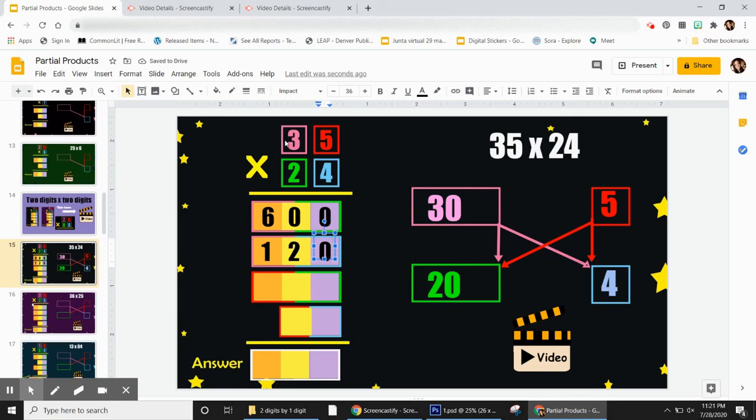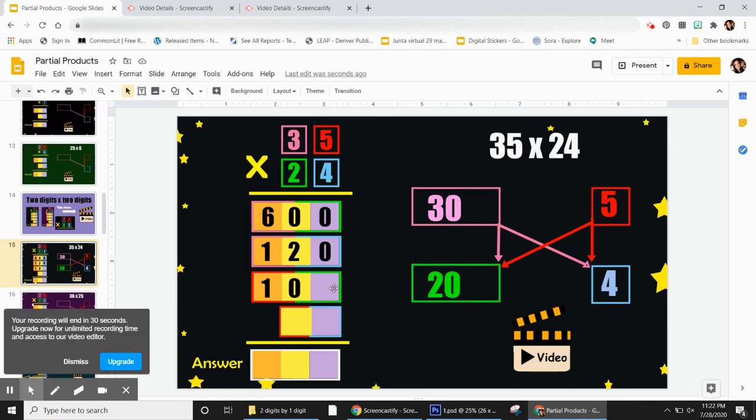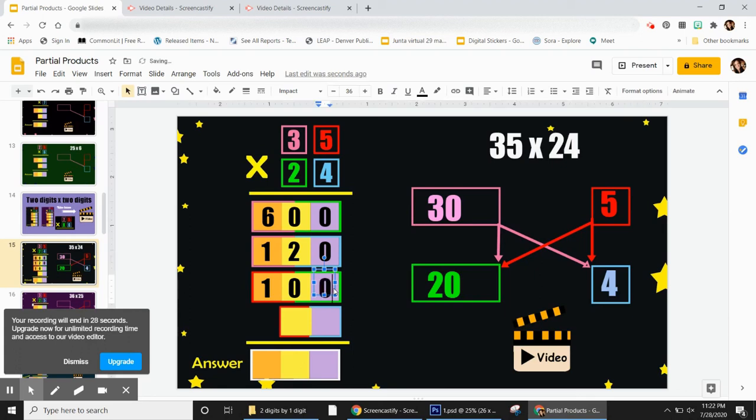All right, so the 3 had its turn. It got to compete against the 2 and the 4. Now it's the 5's turn. The 5 gets to go with the 2 and the 4. So 5 times 20 and then 5 times 4. All right, forget about the 0 for a second. 5 times 2 is 10. And then add this 0 back in. That 0 doesn't count, it's just 5 times 2 is 10. And then there was 1 zero, so put that 0 in. And then finally, 5 times 4 is 20.